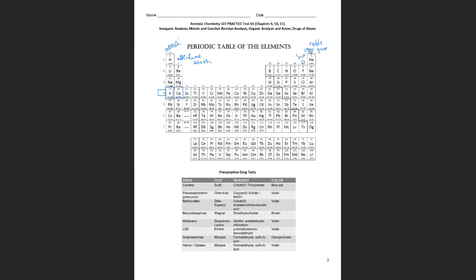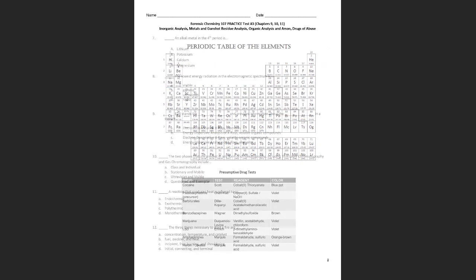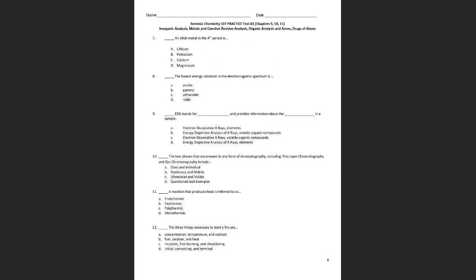If we are asked for a metalloid, remember that your metalloids are the elements bordering the staircase, and they include boron, silicon, germanium, arsenic, antimony, tellurium, polonium, astatine. Aluminum, even though it borders the staircase, is not a metalloid, it's a metal. Questions? All right, so alkali metal, we just said in the fourth period, was potassium.